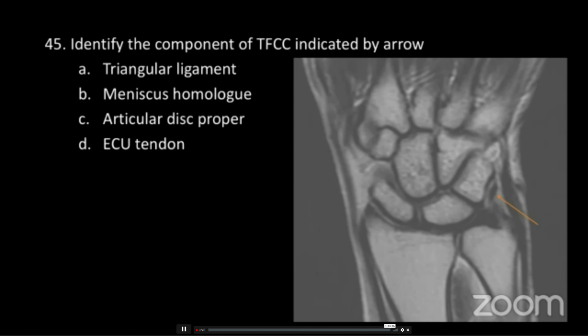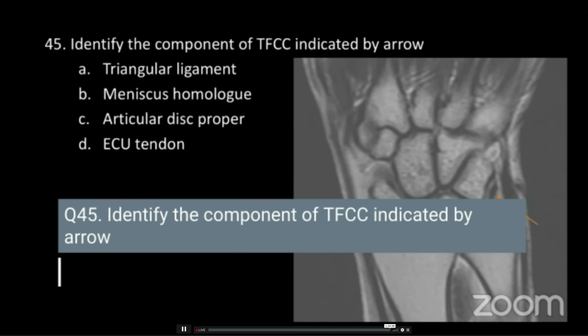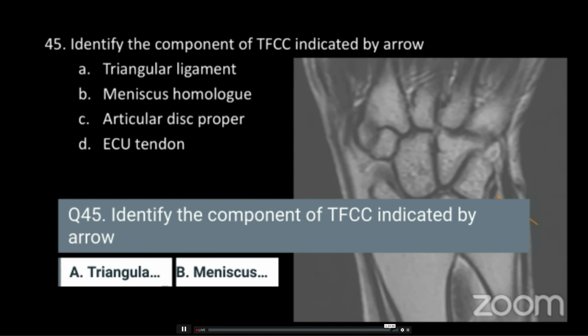I'm ending the poll, sir. So 81% people are saying it's option B. Yes, meniscus homologue, correct. This is the meniscus homologue.